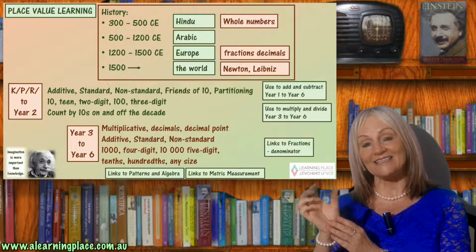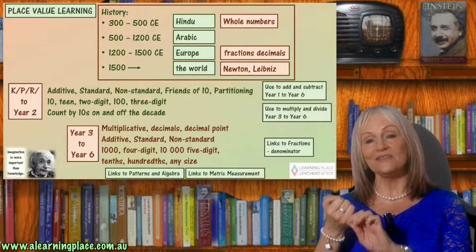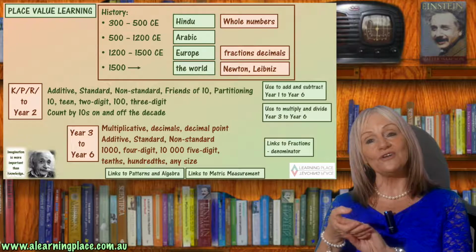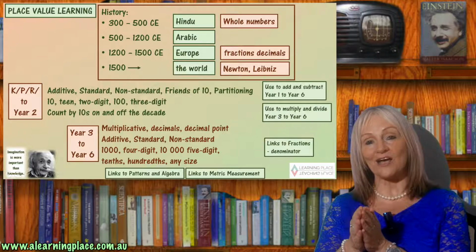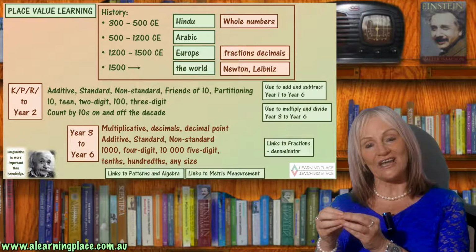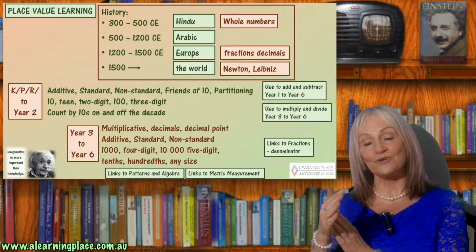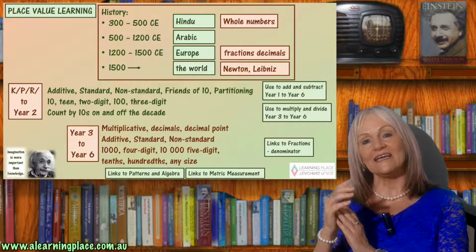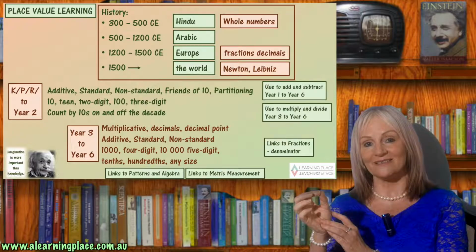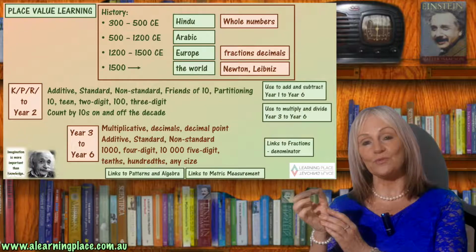Seeing 100 as 10 10s is really important to allow them to add and subtract tens numbers and 2-digit numbers without counting by ones. They also learn to count by tens, forwards and backwards, on and off the decade, with deep understanding of which digit changes and which digit doesn't change and why. So when we count forwards or backwards by tens, we're adding 1 10. We're not adding any ones, we're not subtracting any ones. So the ones digit is never going to change, the tens digit will change.